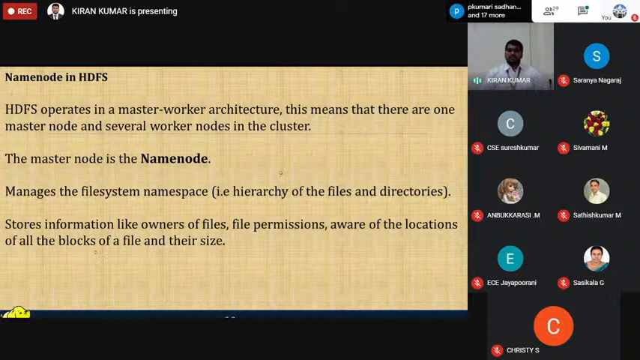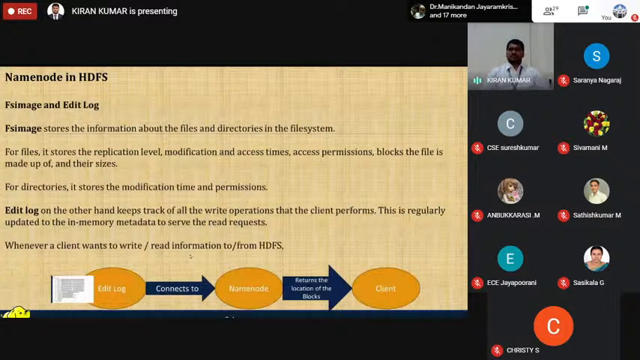The same thing, the explanation I have given orally, I have listed here. Name node in HDFS. Name node operates in the master-worker architecture. This means there is one master node and several worker nodes in the cluster. If I take a cluster, there will be one name node and multiple data nodes. The master node is nothing but the name node, which manages the file system namespace. Already we have explained this. I've just listed it here. And as I told, I'm going to explain the name node in detail.